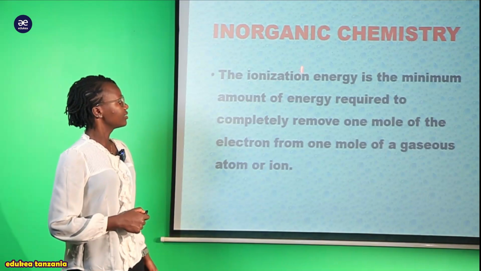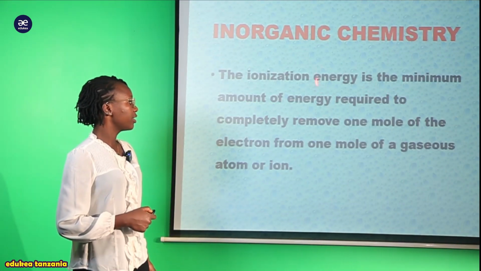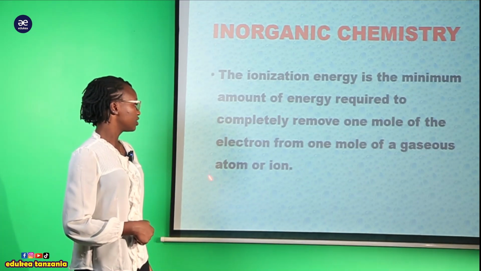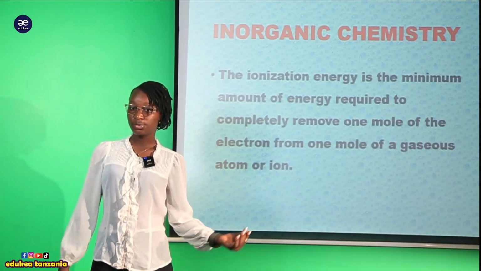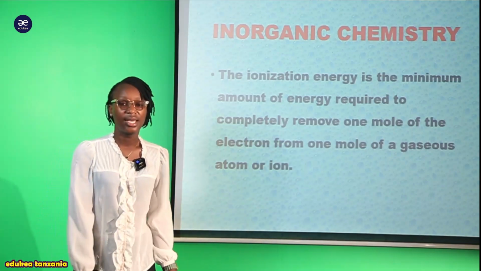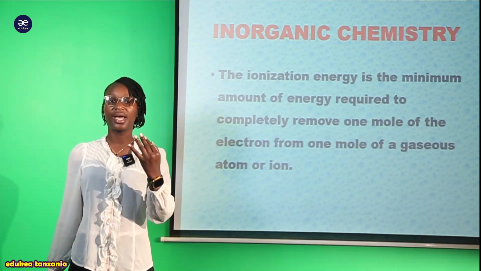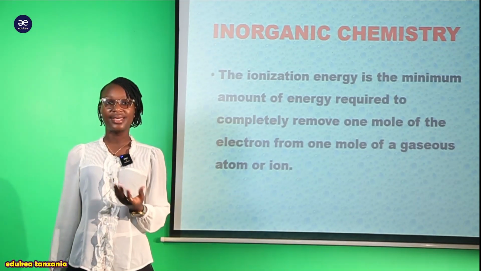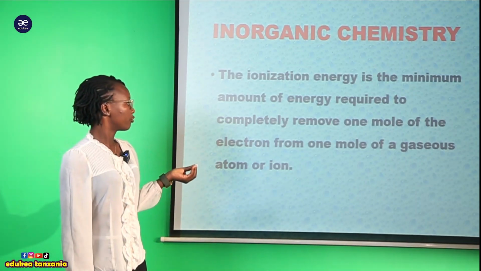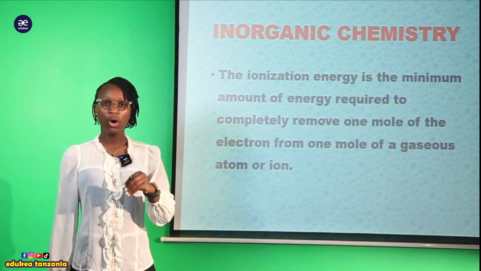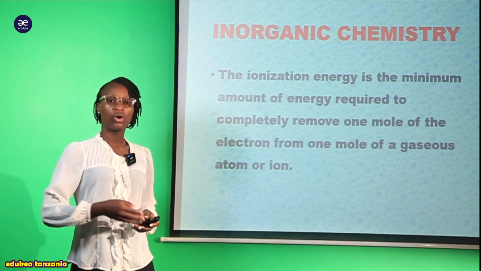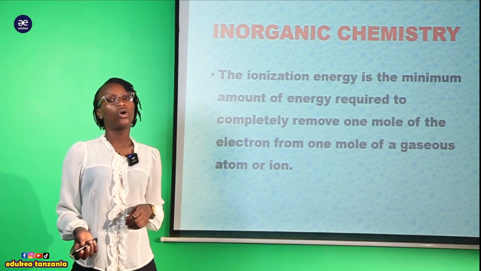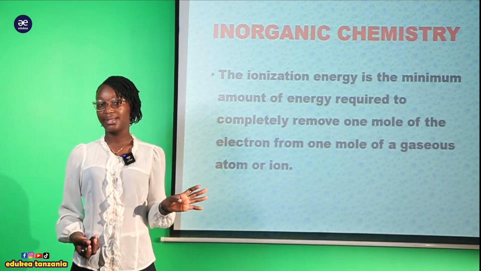So the ionization energy is the minimum amount of energy required to completely remove 1 mole of the electron from 1 mole of the gaseous atom or ion. Sasa in order to define now this ionization energy, this is the minimum amount. Ni kiwango kidogo cha energy. Minimum amount of the energy ambayo inahitajika ili kuweza kuremove completely 1 mole of the electron, kwamba tunaondoa 1 mole of the electron from 1 mole of the gaseous atom or ion. This is what we call ionization energy.